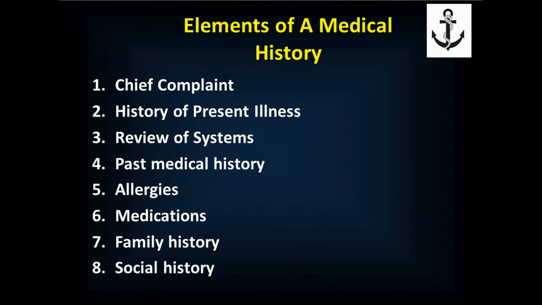So there are 8 elements to a comprehensive medical history, and those are the chief complaint, the history of present illness, that is, how did the chief complaint come to be, a review of systems, past medical history, allergies, medications, family history, and social history. And we'll talk about each of these in more detail.